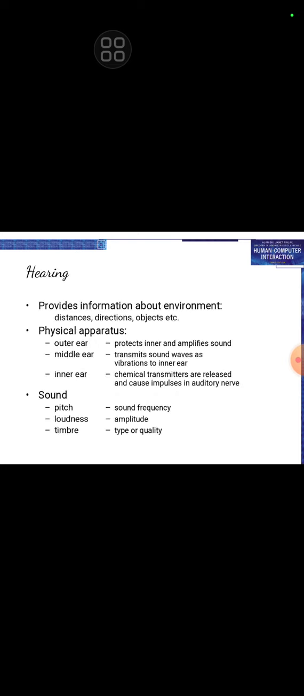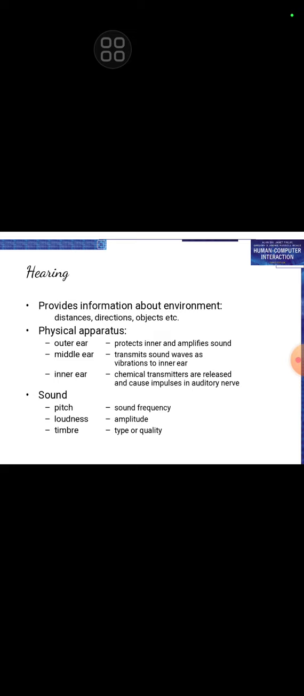Hearing provides information about the environment, such as distance, direction and objects. The physical apparatus has three parts: the outer ear, middle ear and inner ear. The outer ear protects the inner ear and amplifies sound. The middle ear transmits sound waves as vibrations to the inner ear. In the inner ear, chemical transmitters are released and cause impulses in the auditory nerve.